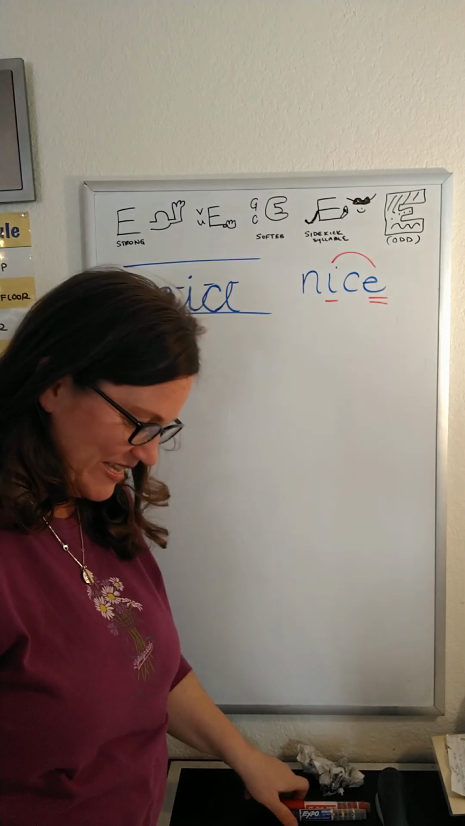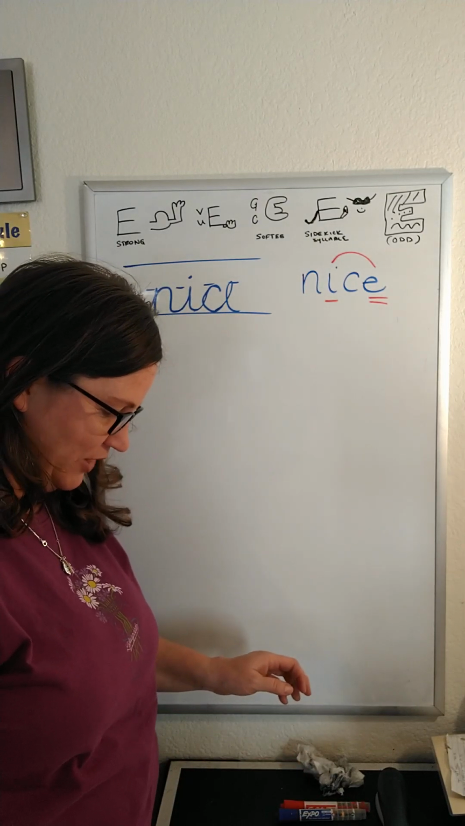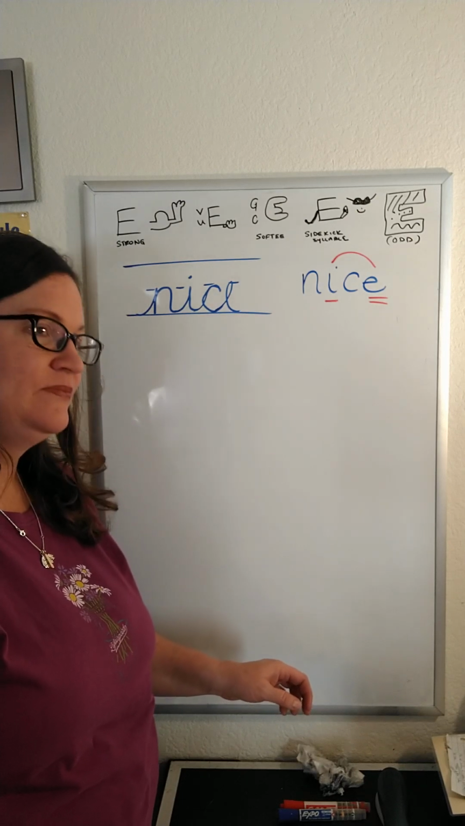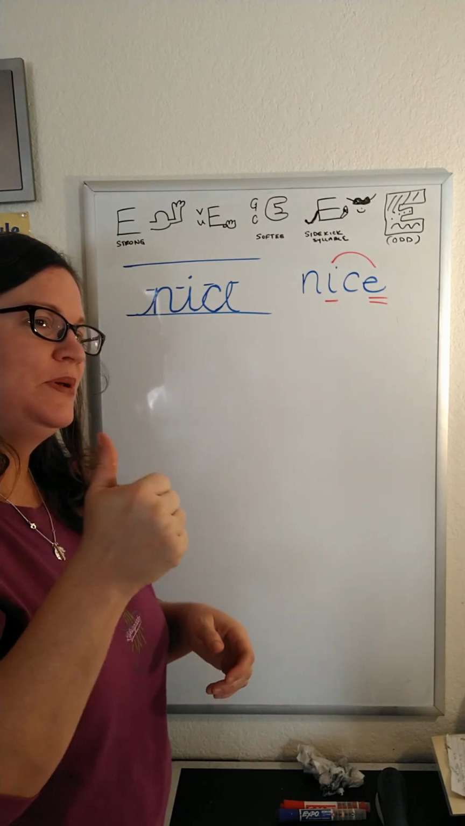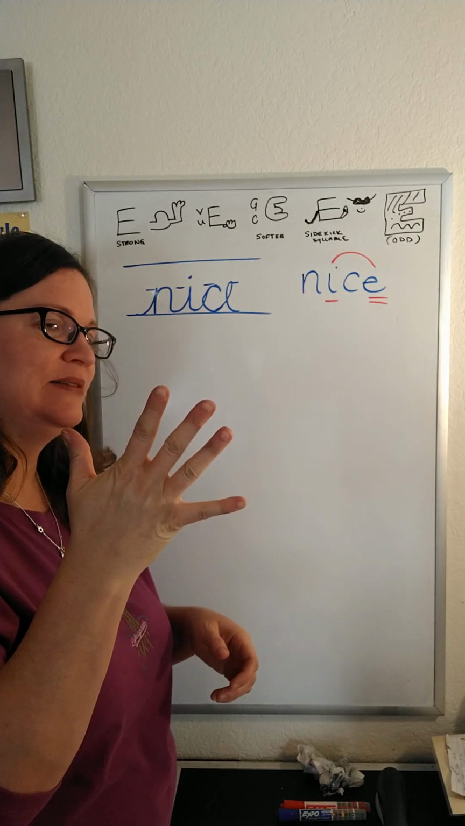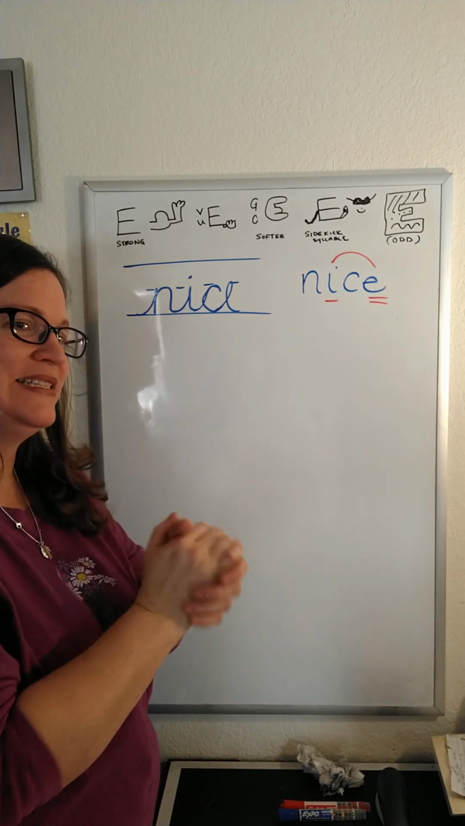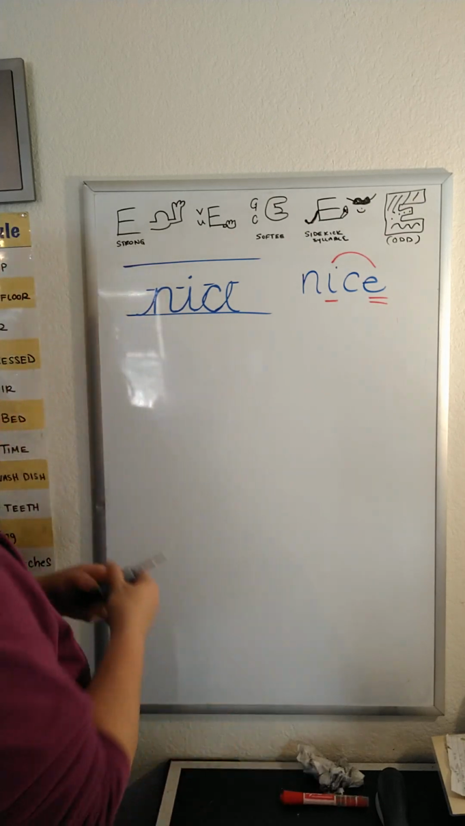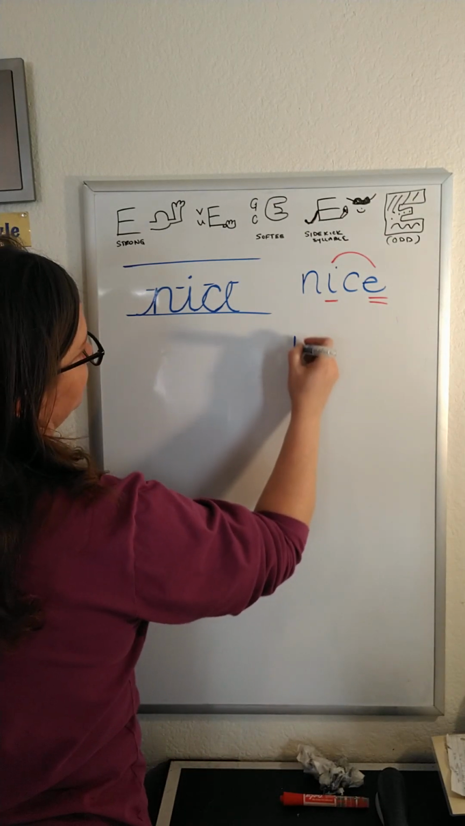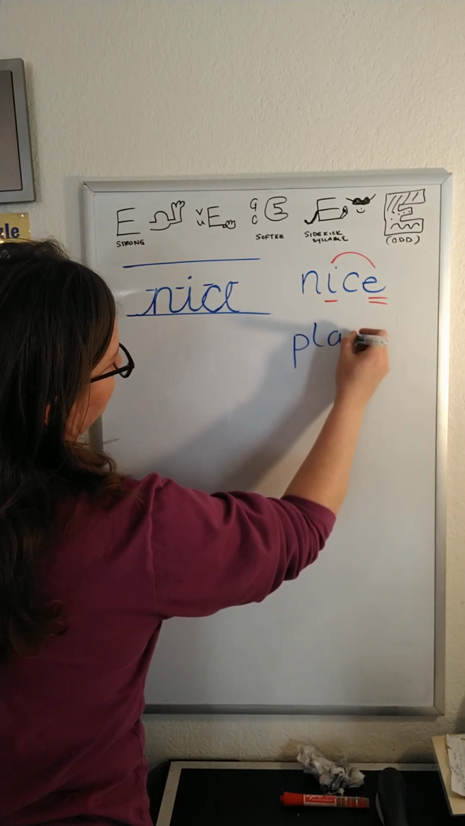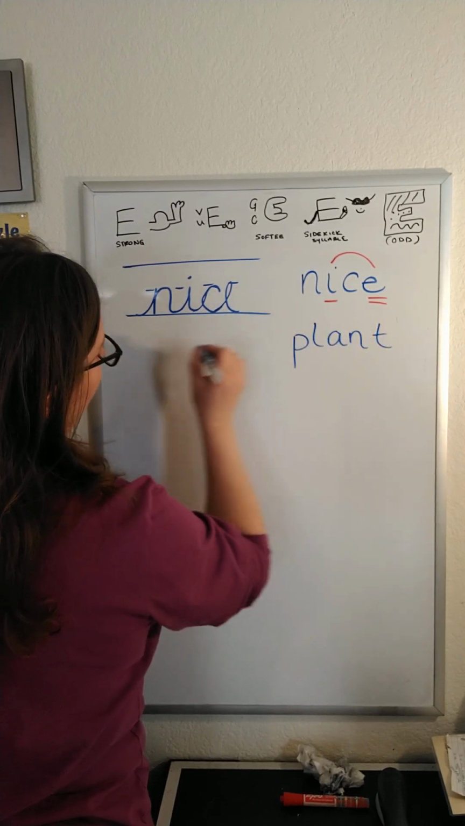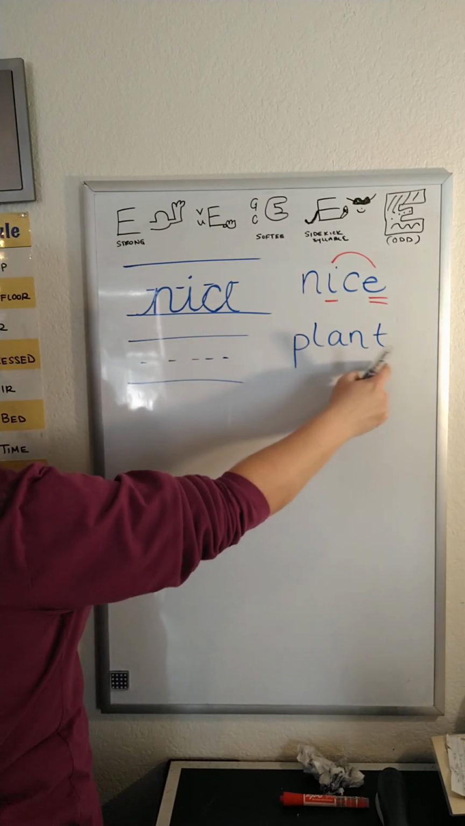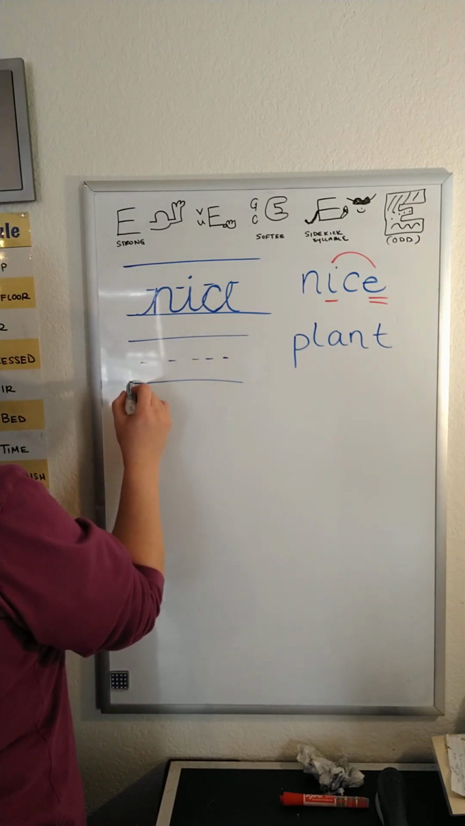All right, the next one is plant. The man learned a new way to plant corn. Plant. Say it with me. Plant. Plant. Say it as you write it. Plant. Good. Any markings? No. Nope, all first sounds. Let's do the cursive.